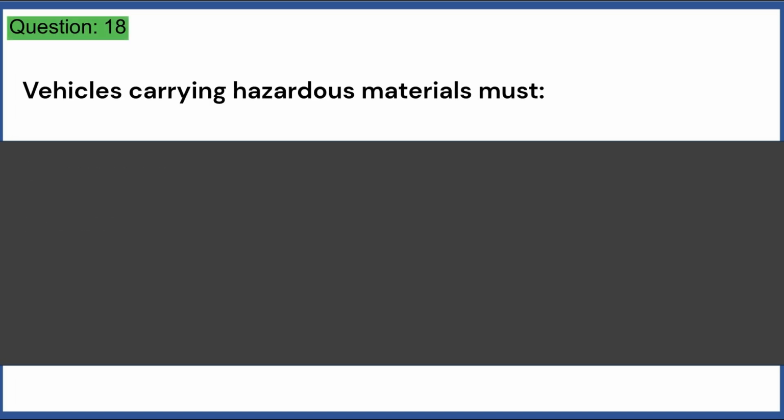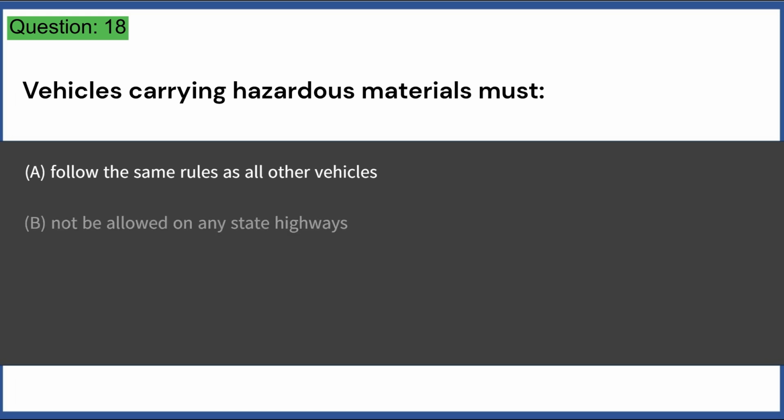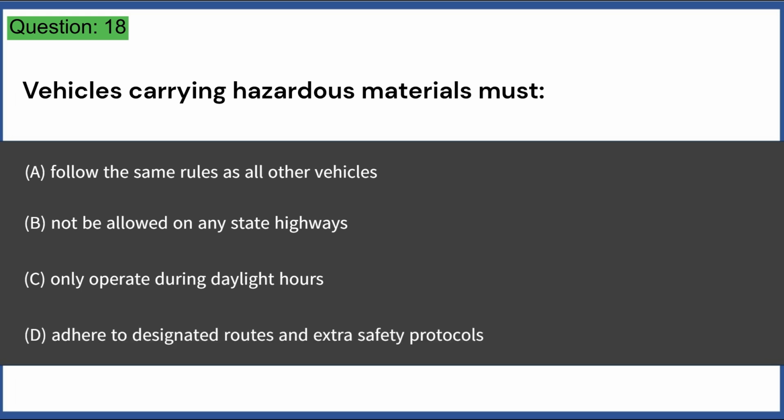Vehicles carrying hazardous materials must: A. Follow the same rules as all other vehicles. B. Not be allowed on any state highways. C. Only operate during daylight hours. D. Adhere to designated routes and extra safety protocols. Answer: D. Hazardous materials vehicles must follow specific routes and safety measures to protect all road users.